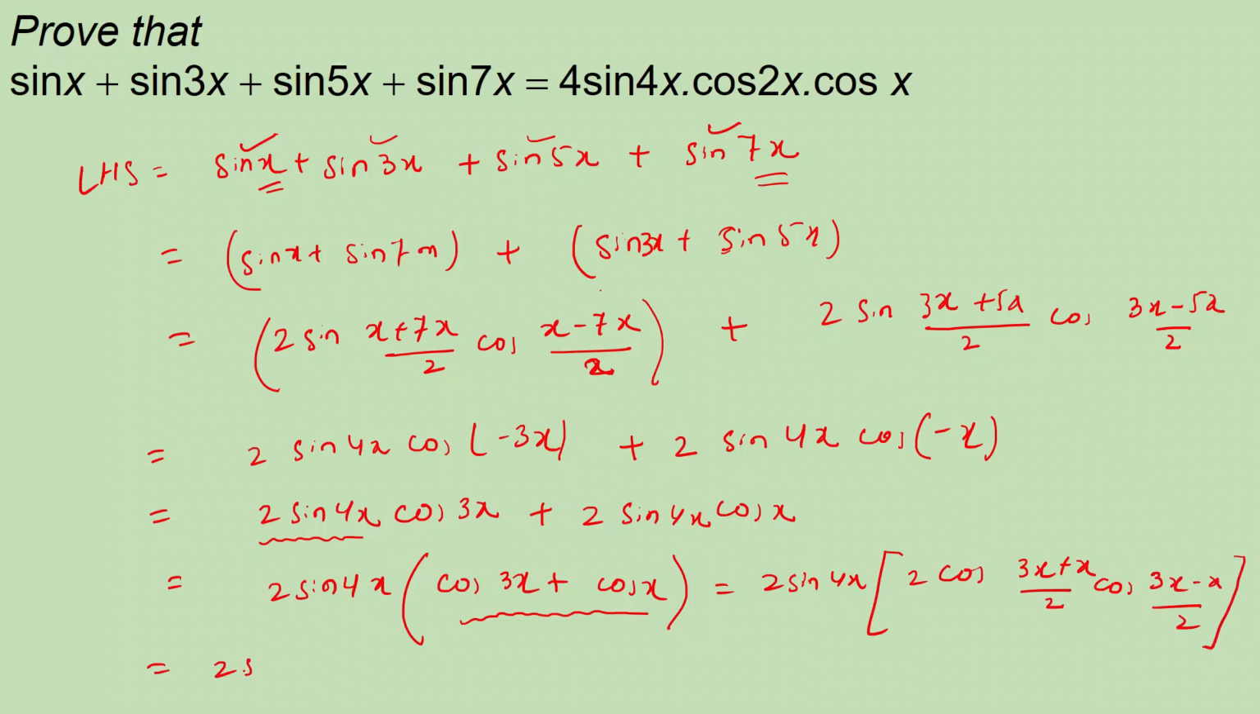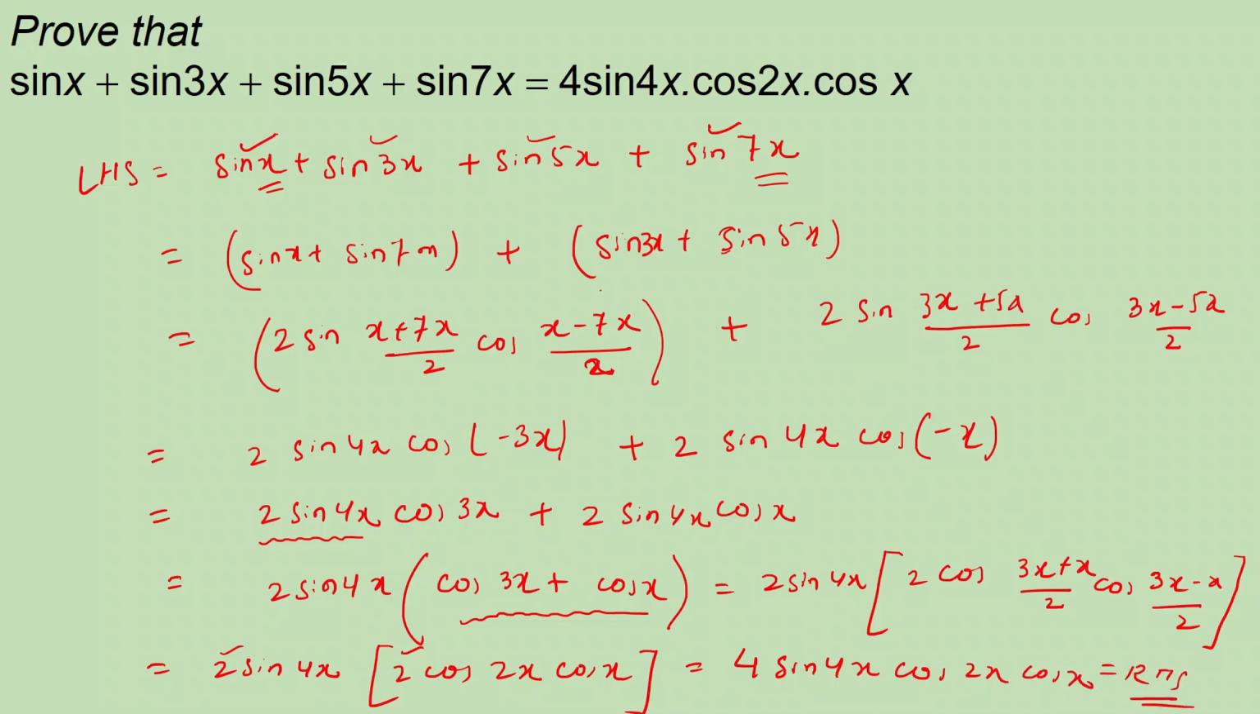So it's 2 sin 4x remains as it is, 2 cos of 3x plus x, which is 4x by 2 is 2x, and cos of 3x minus x, which is 2x by 2, is just cos x. You can multiply this 2 and 2 together to make it 4 sin 4x cos 2x cos x. This is what we are required to prove. This is the RHS, the right hand side, and we are done again.